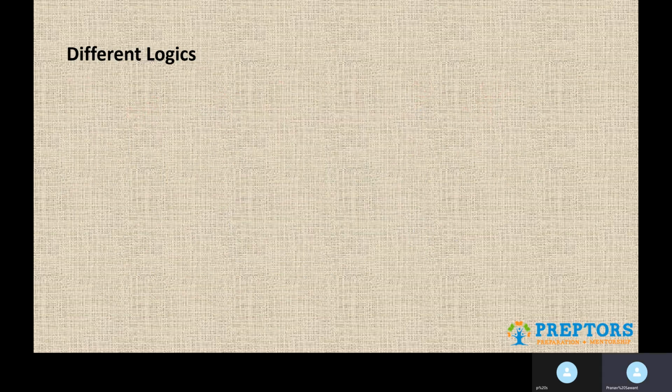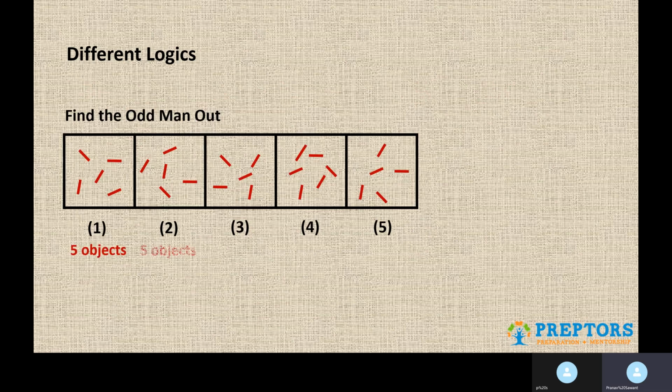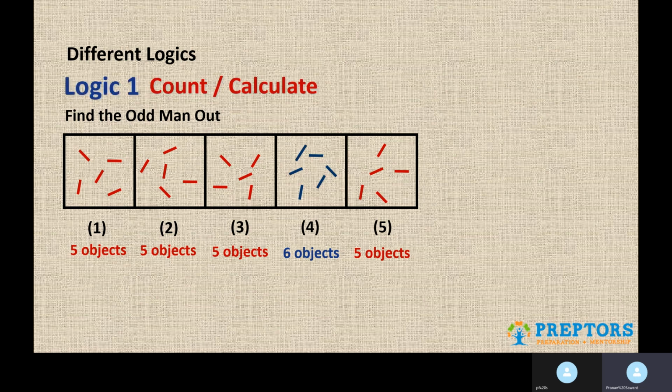Moving to the next type. So let's see, find the odd man out type question. So this question is very easy. If you see in the first figure there are 5 objects, second 5 objects, third 5 objects, in the fourth one there are 6 objects. Hence option 4 is the answer. So we just have to count the number of objects.